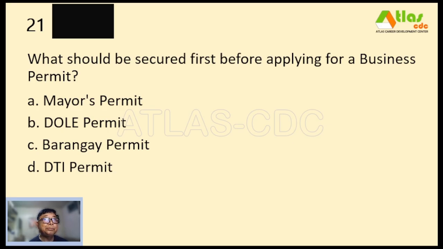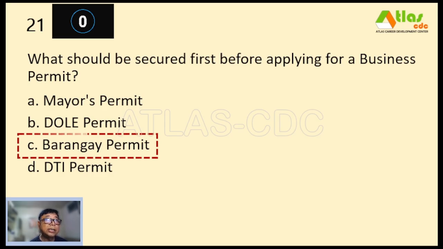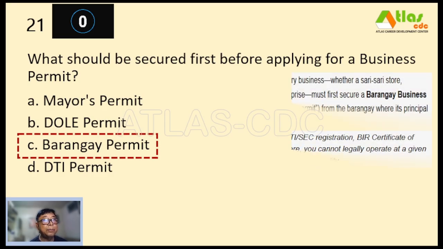21. What should be secured first before applying for a business permit? A. Mayor's permit. B. Dole permit. C. Barangay permit. And D. DTI permit. And our correct answer is letter C, barangay permit.